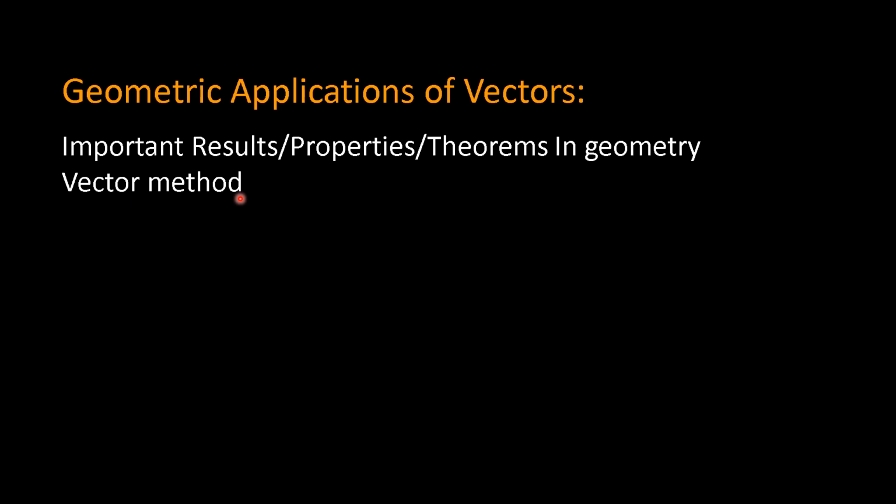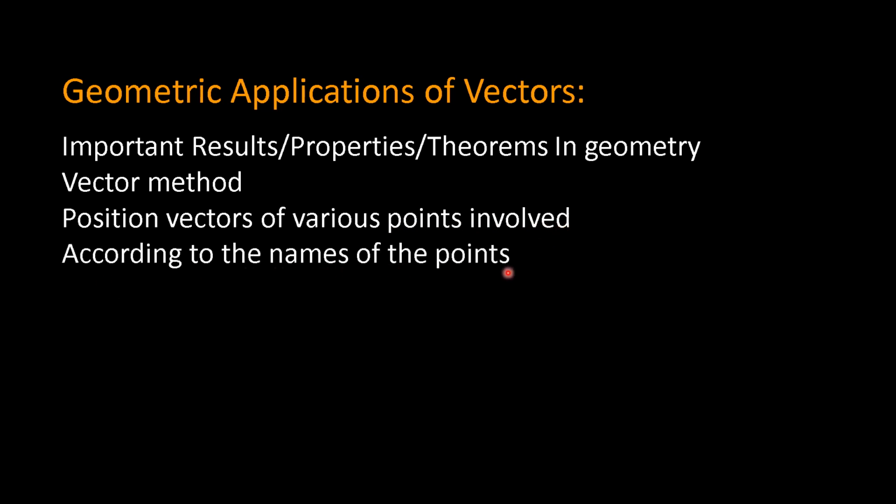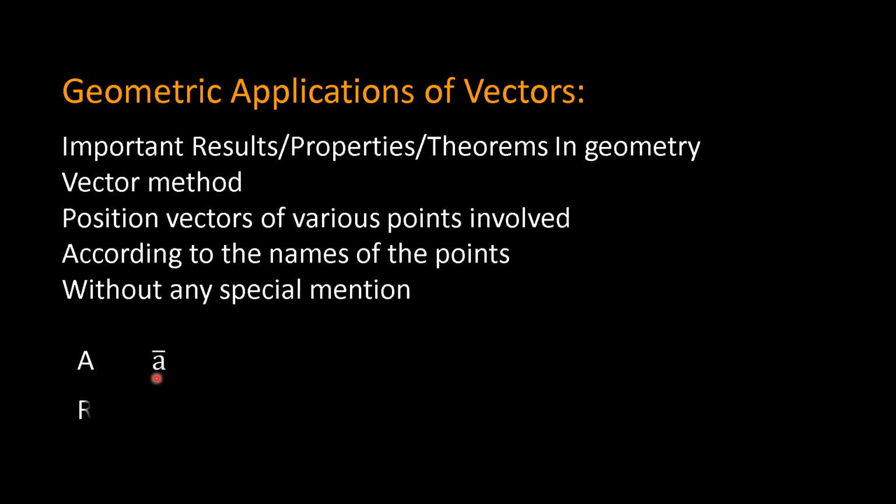We will write position vectors of various points involved according to the names of the points without any special mention. For example, we will write position vector of point A as A bar, that of point R as R bar, and that of G as G bar, so on and so forth.